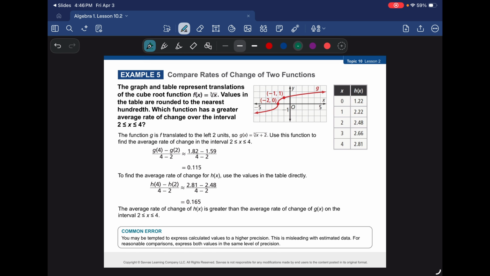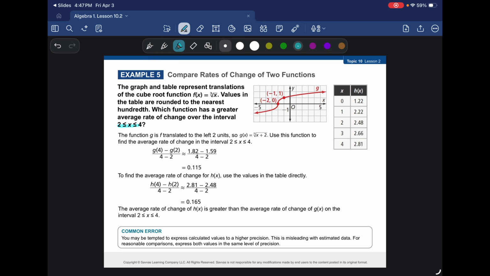Example 5, comparing rates of change of 2 different functions. The graph and the table represent translations of the cube root function, of the parent function. So let's look at the graph representing function g. We can see that it looks like it has moved to the left, okay? And looking at the table, we don't have a graph, but we know it is a translation as well. We don't have a scale factor, we don't have a vertical stretch or a horizontal stretch. Which function has a greater average rate of change over this particular interval from 2 to 4?